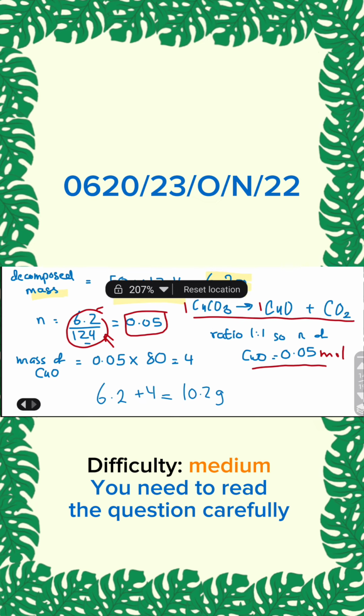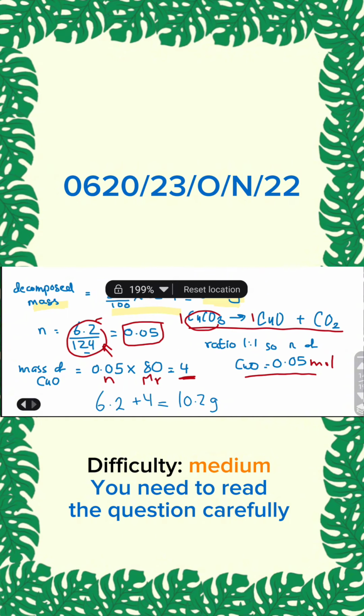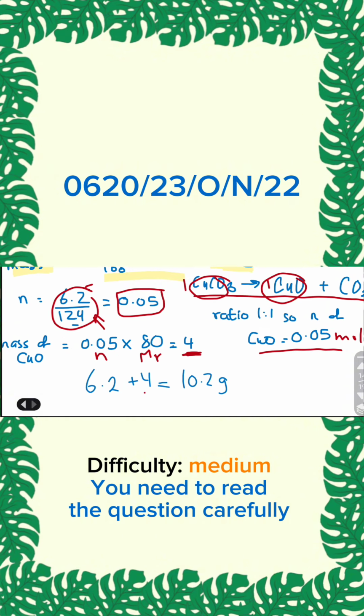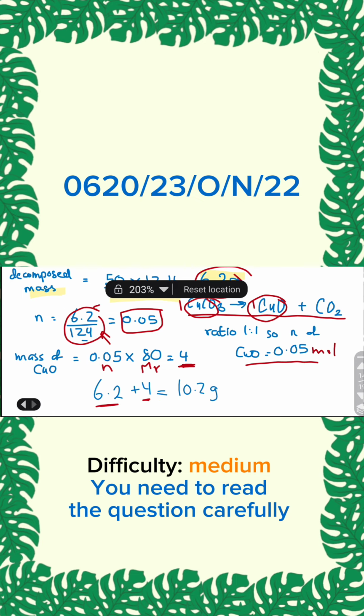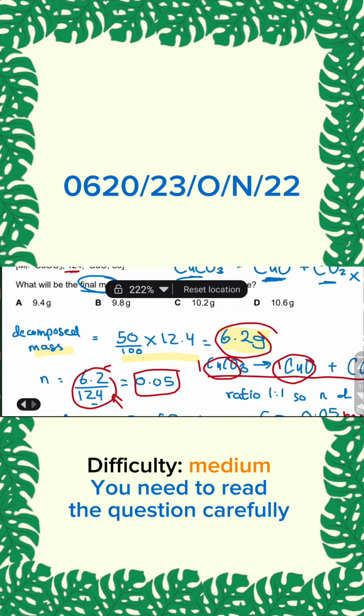Now it's easy from here. The mass is the number of moles times the Mr. This Mr was also given in the question. So number of moles times the Mr gives us 4. And as we said, we need the masses of both of these. So 4 plus 6.2, which we got earlier, gives us 10.2 grams. And this will be our final answer.